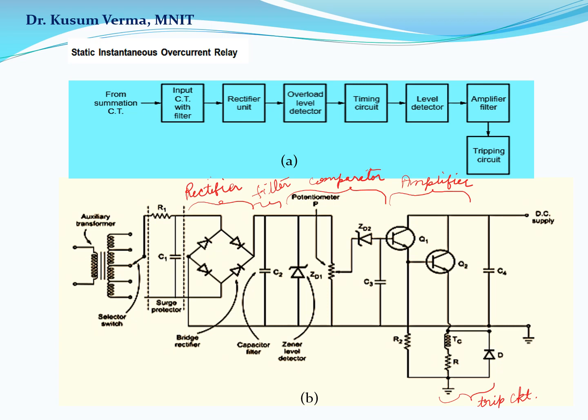The charging of the capacitor in a timing circuit is achieved by the voltage which is derived from the CT current. This voltage is obtained across the nonlinear resistor by passing rectified current through it. The proper selection of the nonlinear resistor in the RC timing circuit allows us to obtain the desired shape of time current characteristics of the static relay.